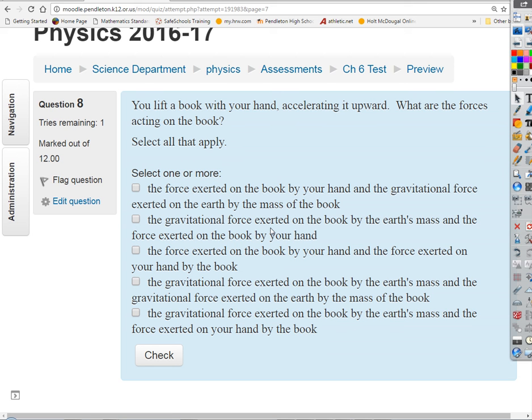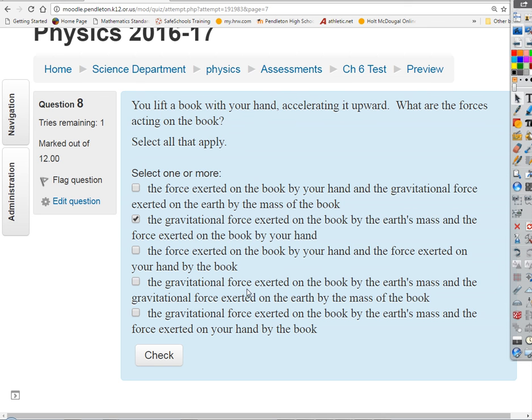Okay, we all with me here? Yes or no on that first one? No. How come? Because it doesn't make sense. Yeah. We're trying to find the forces acting on the book, and we've got a force here that's acting on the earth, right? That's no good. The gravitational force exerted on the book by the earth's mass, so that's on the book, and the force exerted on the book by your hand. Yeah. That's good, right? The force exerted on the book by your hand and the force exerted on your hand, no good, right? That's an action-reaction pair, but only part of that is acting on the book, right?